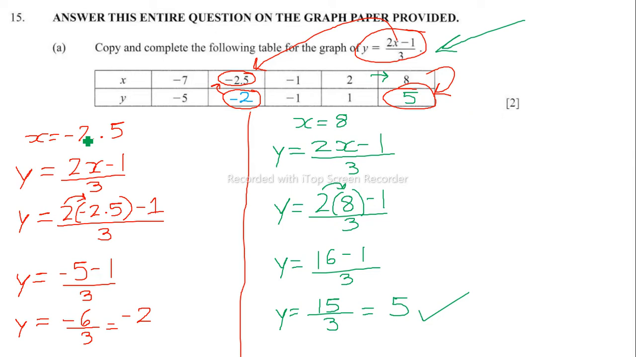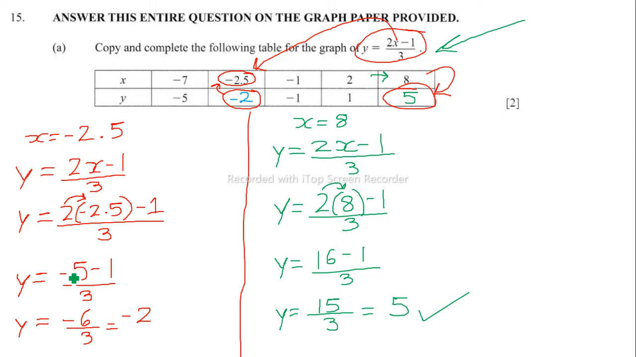Now, looking over it, I think I'm getting it. Okay, so just multiply the 2 times the negative 2.5, or you can just say 2 times 2.5, which is 5, and then since this is negative, you attach the negative.